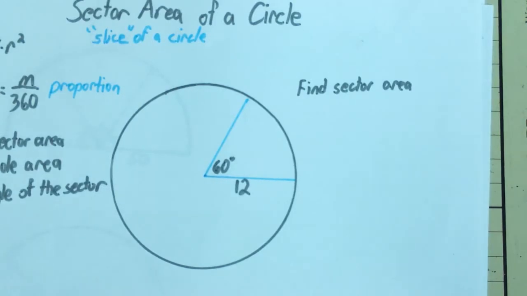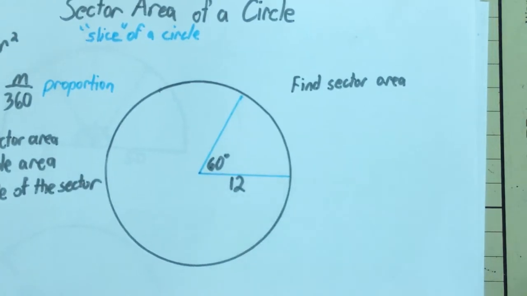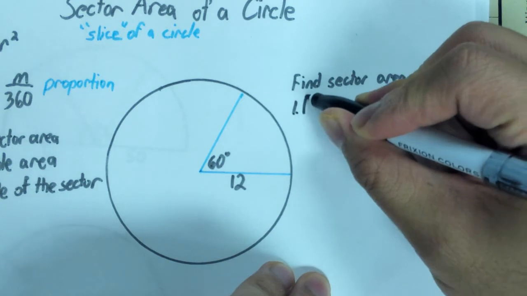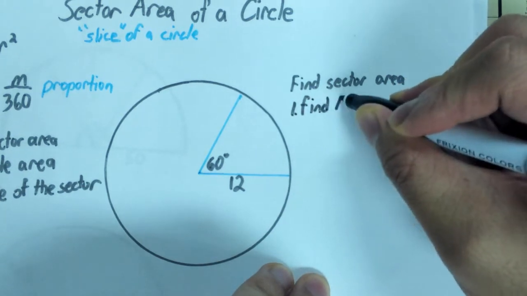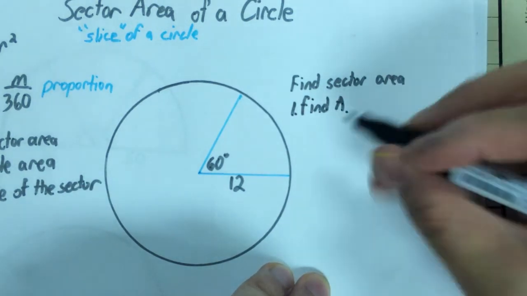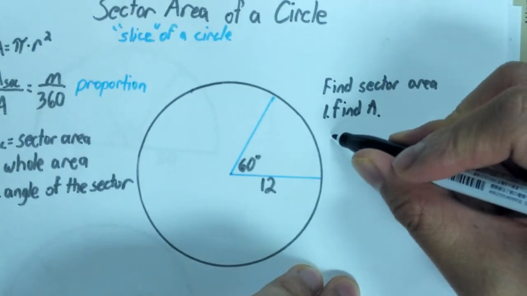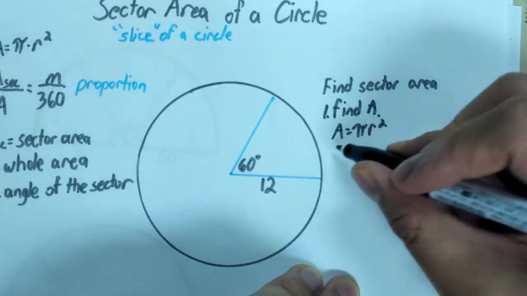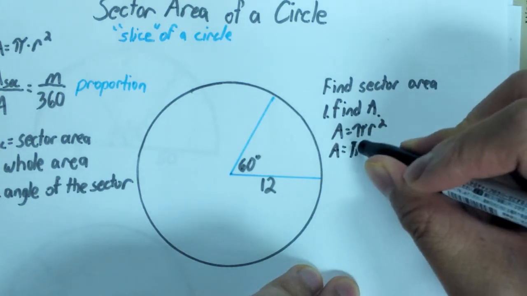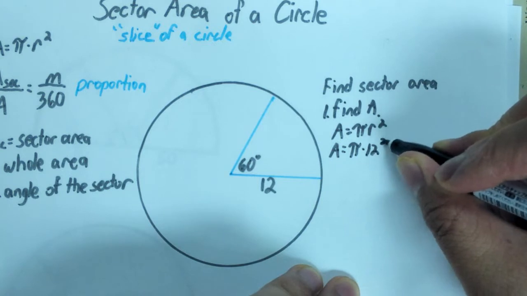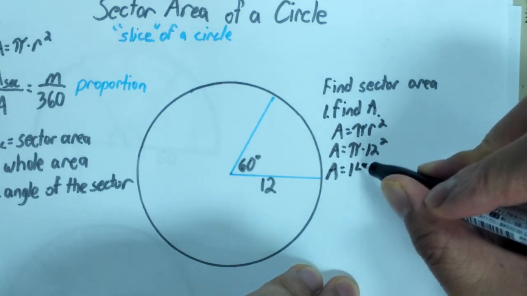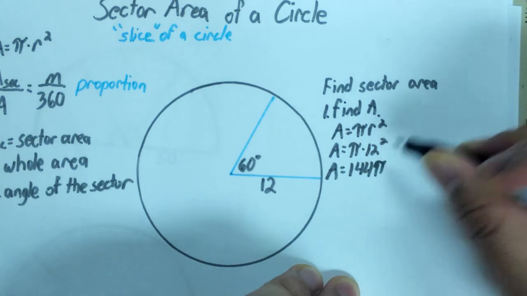So let's take a look at that in this example. Over here, I want to find sector area. To find sector area, first we need to find the area of the full circle, pi r squared. I'm going to fill that in. 12 squared is 144. So area is 144 pi.